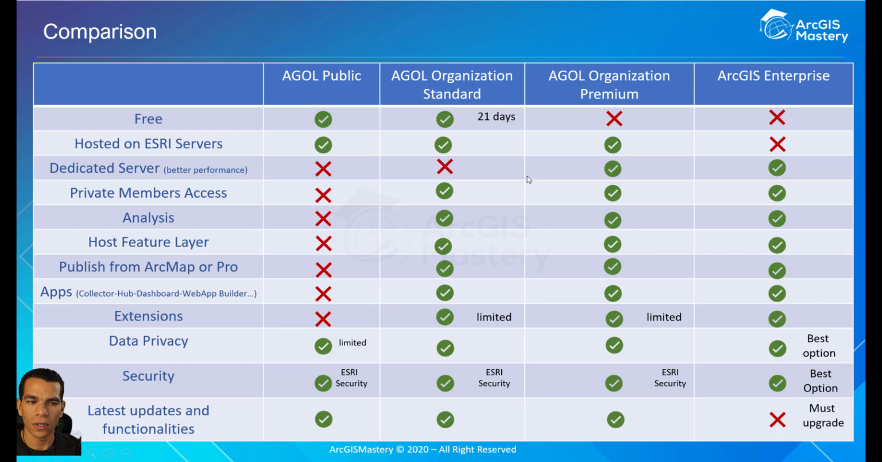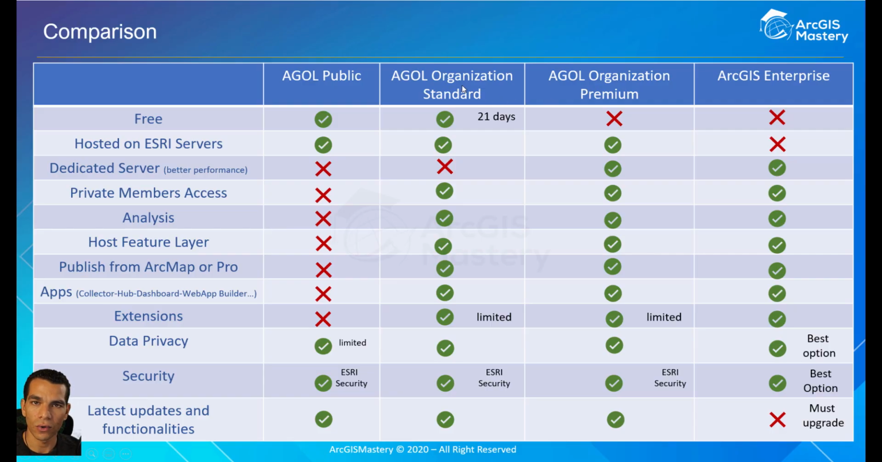And the last slide here, we have the difference in a grid. So ArcGIS Online Public Account is free, hosted on ArcGIS server. It doesn't have any dedicated server. You cannot have private member access. It's public and shared by everyone. You cannot do any analysis or host layers or publish your maps and data through ArcGIS Desktop or ArcGIS Pro. You have a very limited options right here. You have a security and privacy that is managed by Esri, and also any latest updates or functionalities will be available for you through ArcGIS Online Public Account and your organization's account as well.